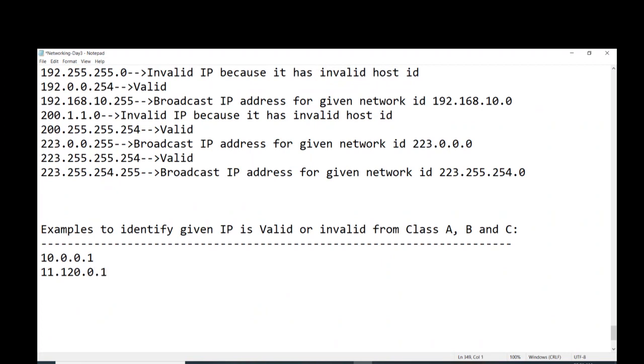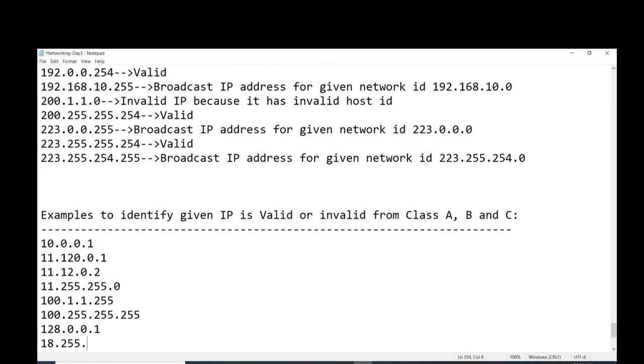120.0.0.1, 11.12.0.2, 11.255.55.0, 100.1.1.255, 100.255.255.255, I'll mix all, 128.0.0.1, 128.255.255.254.